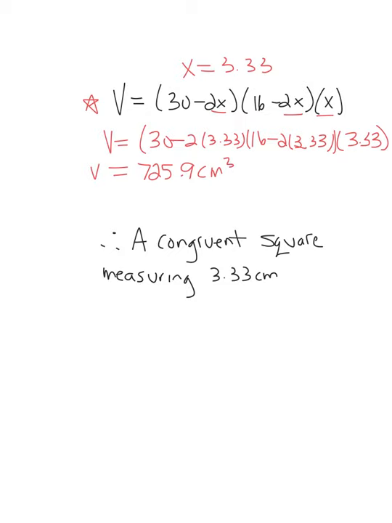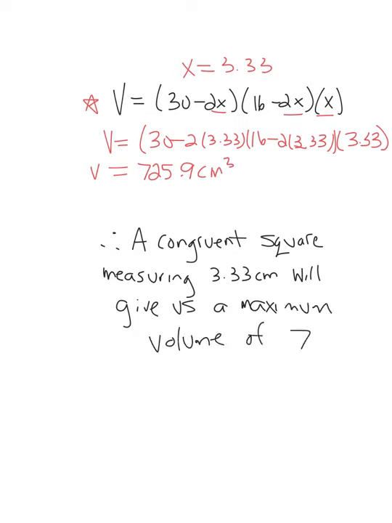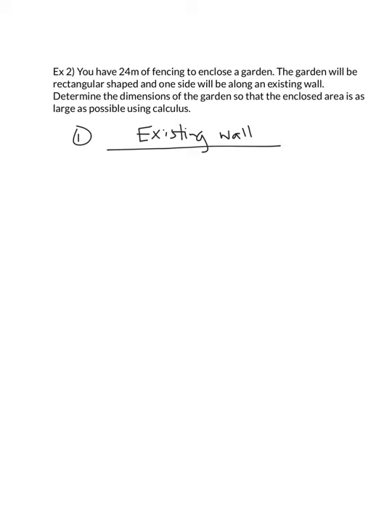And so a congruent square measuring 3.33 centimeters will give us a maximum volume of 725.9 centimeters cubed. Okay, so this next example says you have 24 meters of fencing to enclose a garden.